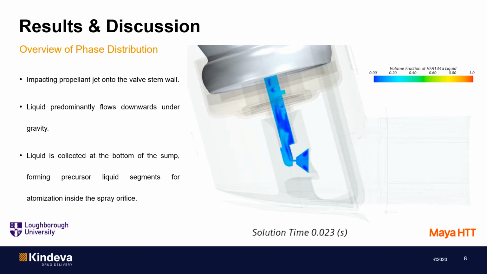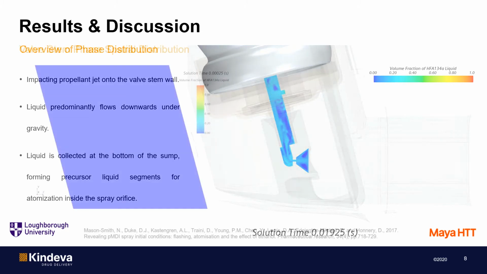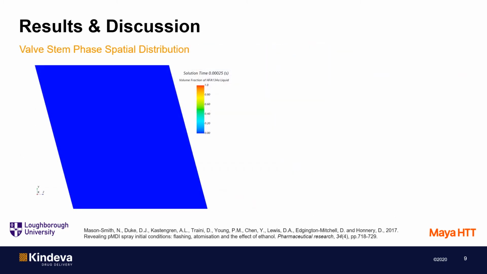As the time progresses, the mixture becomes vapor dominant, with liquid volume fraction dropping below 20%. In the current simulation, we are not interested in the spray orifice region at the moment, but the simulation correctly predicts that the two-phase mixture exits the spray orifice, leading to an expanding jet. We show a more detailed view of the valve stem at its Smith height.